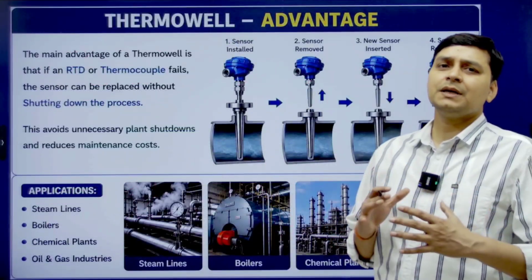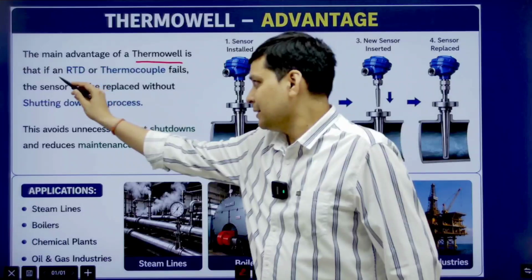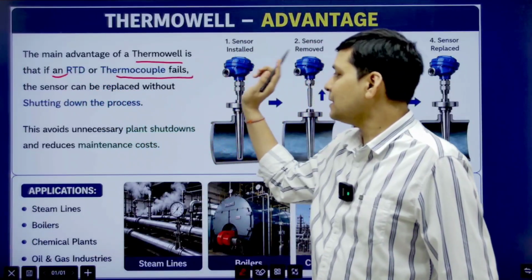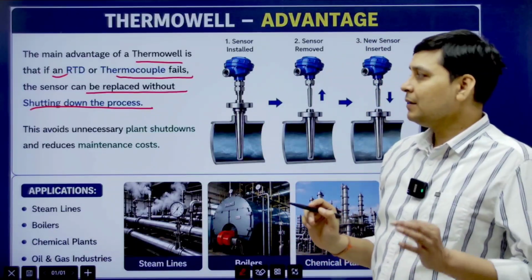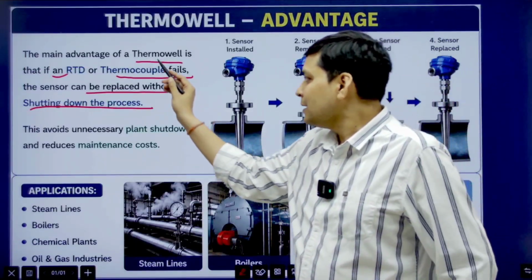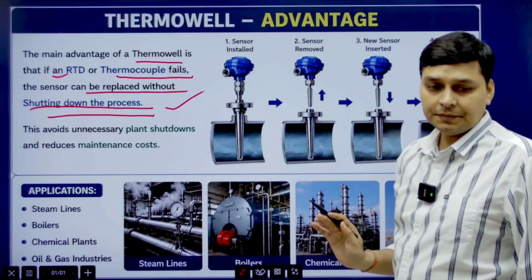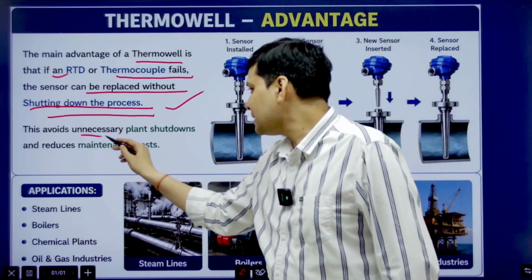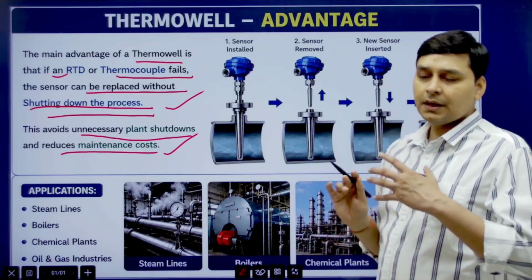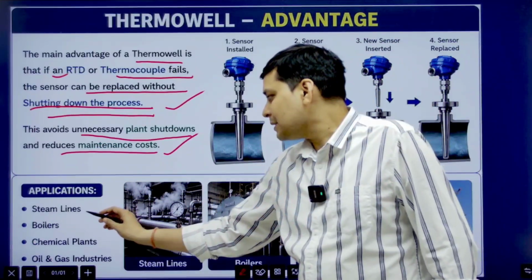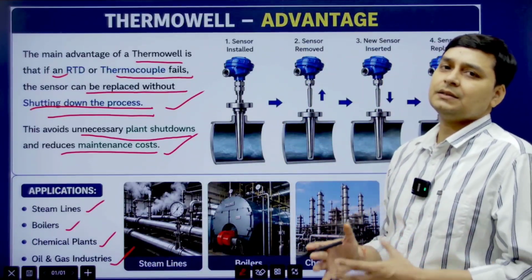Now we will discuss some advantages of Thermowell. The main advantage of Thermowell is that if an RTD or thermocouple fails, the sensor can be replaced without shutting down the process. Here the main point is the sensor can be replaced without shutting down the process. You can note it down. This avoids unnecessary plant shutdowns and reduces maintenance costs. The applications of Thermowell are steam lines, boilers, chemical plants, oil and gas industries and other industries.